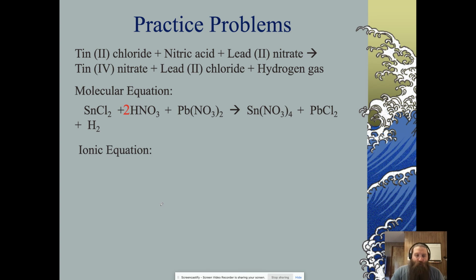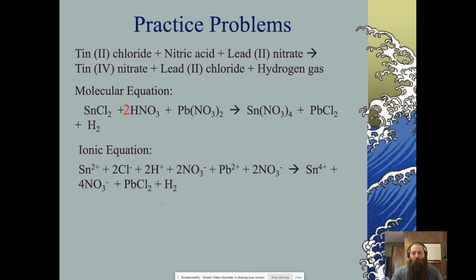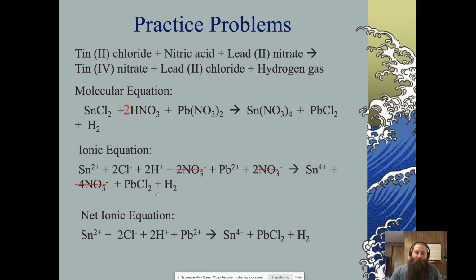Our net ionic equation we write by figuring out who will dissolve and who won't. So for the most part, everything will dissolve except my lead compound here. All right, so that's my solid, that's my precipitate. Now we go through and figure out who doesn't change. Well, my nitrates don't change, because I have 4 on the left and 4 on the right. Everything else is changing. So my net ionic equation looks like this.